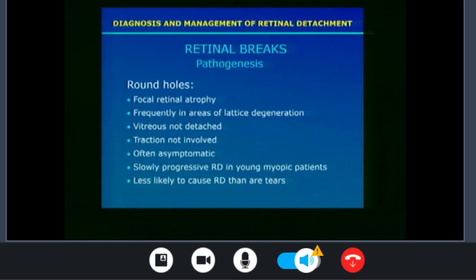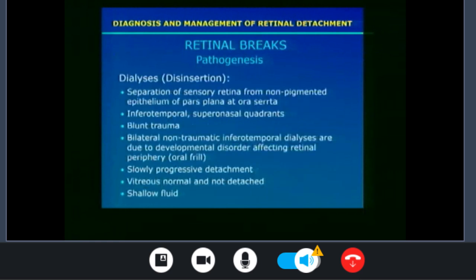Round holes don't progress to retinal detachment in the majority of patients. But in a few patients, usually moderately myopic, more common in women, these round atrophic holes can lead to very slowly progressive detachment. Why again slowly progressive? Because there is no PVD. And usually these patients come with demarcation lines and other signs of chronic detachment. It causes slowly progressive retinal detachment.